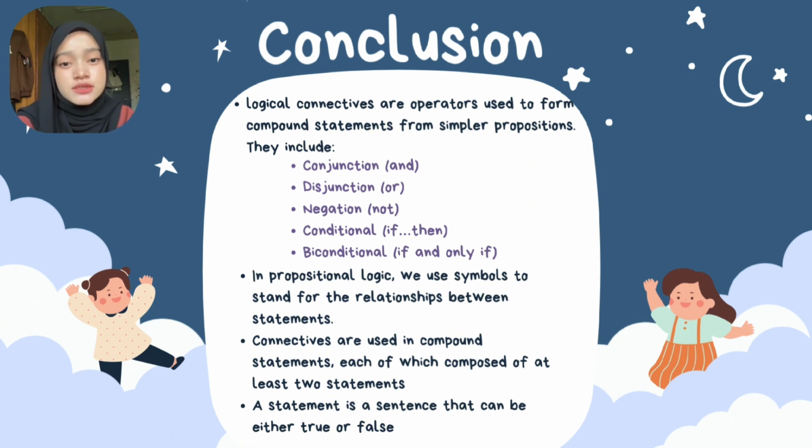Third, negation, which means not. The negation of a statement is true if the statement is false. And then we have conditional, which means if then, and biconditional, which means if and only if. In propositional logic, we use symbols to stand for the relationship between statements. Connectives are used in compound statements, each of which is composed of at least two statements. And the last one, a statement is a sentence that can be either true or false.